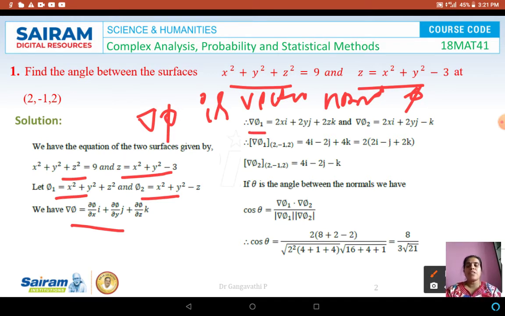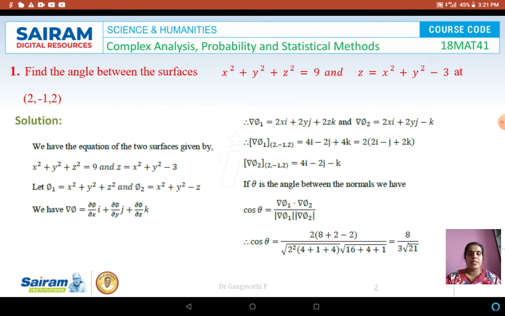Grad phi 1 is differentiation of phi with respect to x partially, with respect to y partially, and with respect to z partially. Dou phi 1 by dou x is the partial differentiation of this: differentiation of x square is 2x, and y square and z square with respect to x become 0, so we don't write them. Similarly, dou phi by dou y is the partial differentiation of phi 1 with respect to y. The differentiation of x square becomes 0, differentiation of z square also becomes 0, so differentiation of y square is 2y, the j cap as it is. Similarly, dou phi by dou z is 2z k cap.